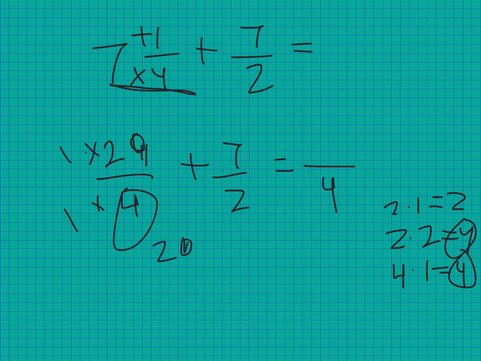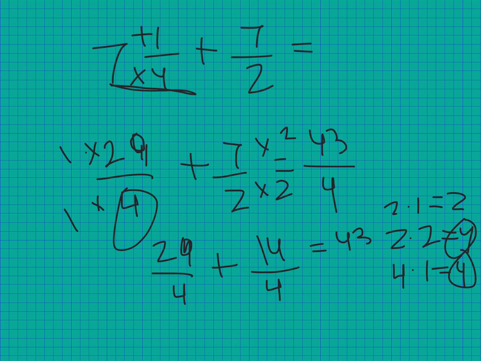So 29 over 4 plus, then 2 times what gives us 4? 2 times 2, so our answer is going to be here 4. And then we're going to multiply this by 2, which is going to be 14. And 29 plus 14 will give us 43. So our answer is going to be 43 over 4.